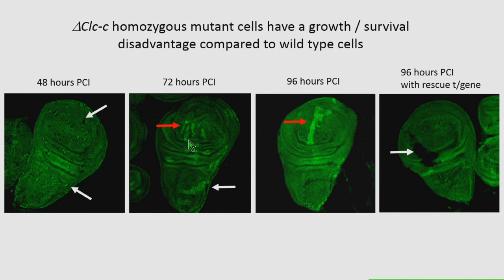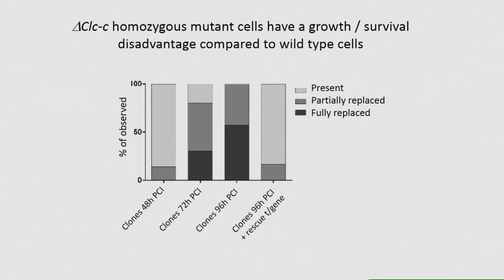At 72 hours, we only see the wild-type twin spots in the wing pouch, but we do see some CLC mutant clones still in the hinge and the notal regions, and by 96 hours, we only ever see the wild-type twin spots. We no longer see any mutant cells, and we can rescue mutant clone growth with our genomic rescue construct. So clearly these CLC mutant cells have a survival or proliferation disadvantage, and they've been outcompeted by the wild type neighbouring cells. And this is just a quantification of that data.